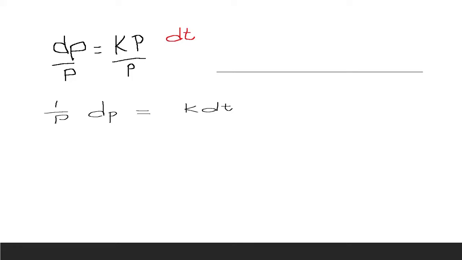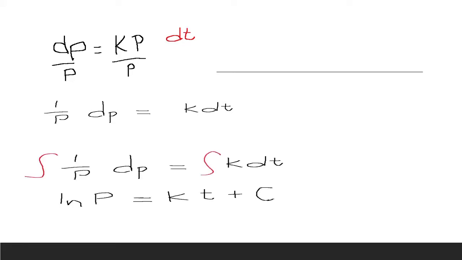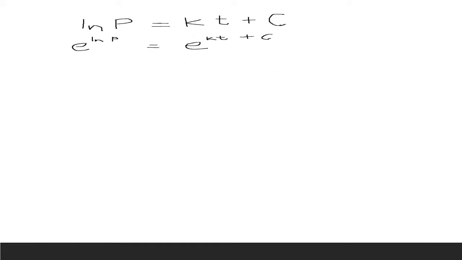At this point, let's integrate both sides. The antiderivative of 1/P is simply the natural log of P. k is a constant, and the antiderivative of dt is t, so this is going to be kt plus the general constant C. So what should we do at this point? Now that we have this equation, how can we get P by itself?